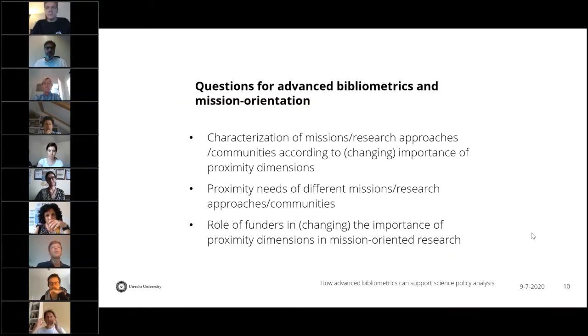You could also think about that different missions or research approaches have different proximity needs. So some of them you want to organize very closely to industry, others you want to organize further away from industry. Some of them might evolve by large-scale collaborations across countries. Others might be better served by being geographically concentrated. So there's also a dialogue possible on these particular aspects. And you could also look at how different funders go about this, so how they fund particular types of research that can be characterized based on these characteristics.